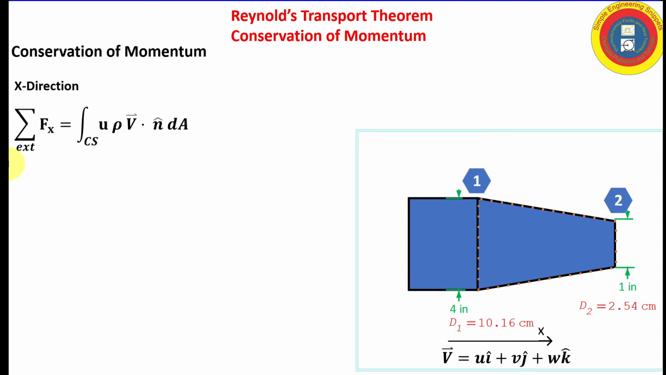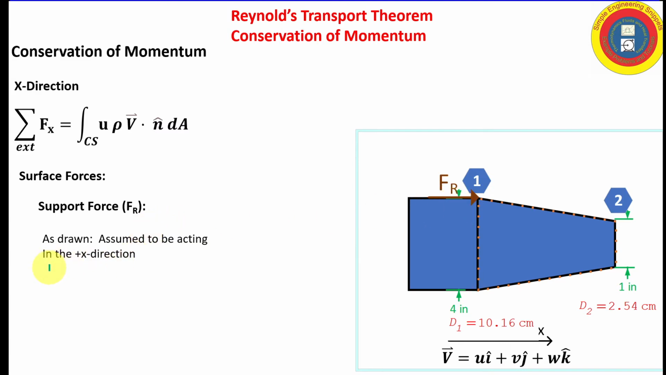Okay, so let's work on the left-hand side of this equation, the external forces in the x direction. Normally we would consider body forces, but gravity is going to be in the y direction, so there are no body forces that we have to worry about in the x direction. Next, let's go to surface forces. Let's draw in the restraining force, Fr, and we've drawn it going in the positive x direction. That's an assumption. If we get a positive answer, that means we selected correctly. If it's negative, then it's going in the minus x direction.